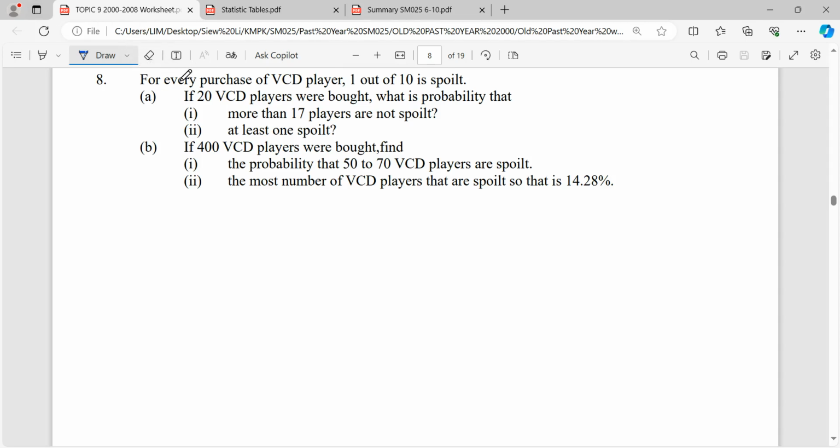Okay, so for number 8, find every purchase of VCD player. 1 out of 10 is spoiled. Probability spoiled, 1 out of 10, 0.1. 20 of the VCD were bought. What's the probability? Okay, so X is the number of VCD that are spoiled.